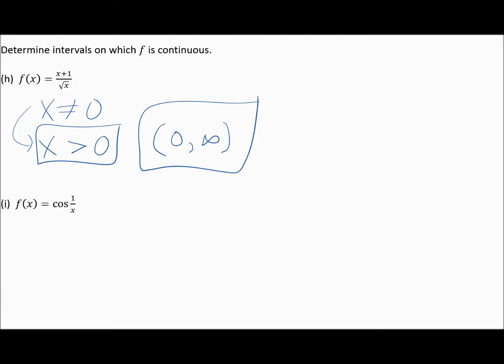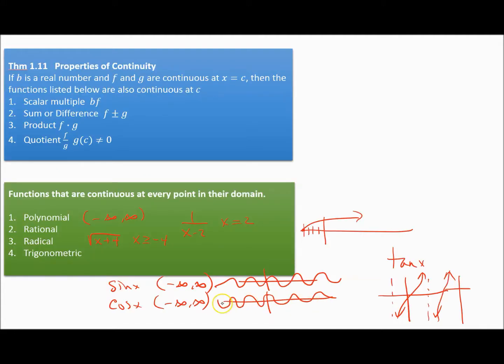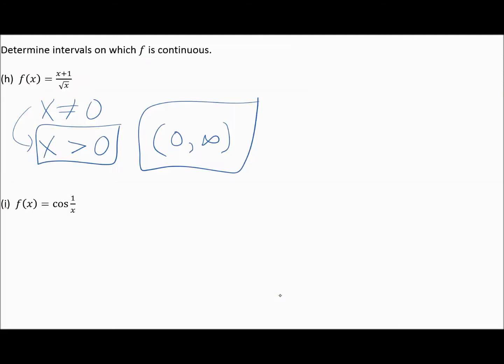What about cosine of 1 over x? So these are composition functions, or composite functions. Now, we know cosine, just by itself, cosine of theta, let's just say, is continuous everywhere. Remember I had that crazy looking graph? The bottom one. You know what that wave graph looks like. The sine graph just shifted is cosine. Okay, so cosine's continuous everywhere. But now I got something plugged in, my inside function, my g of x, if I use the theorem, is not continuous everywhere. What's the problem with 1 over x?